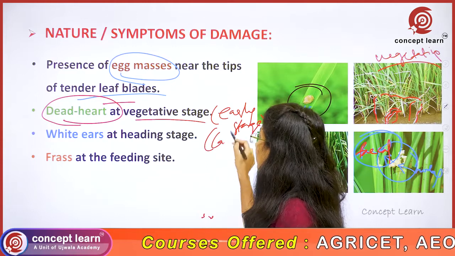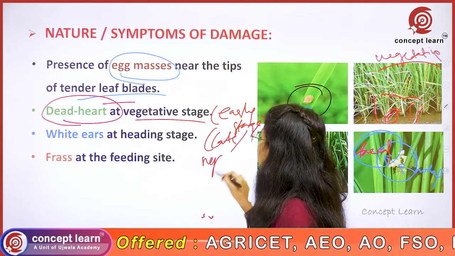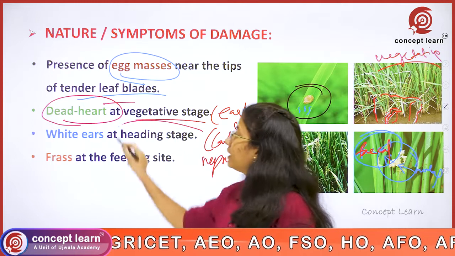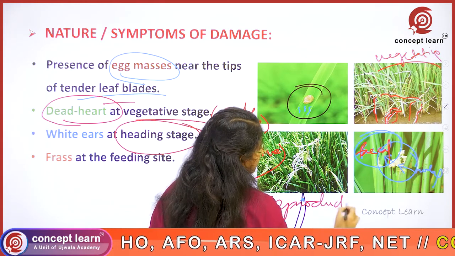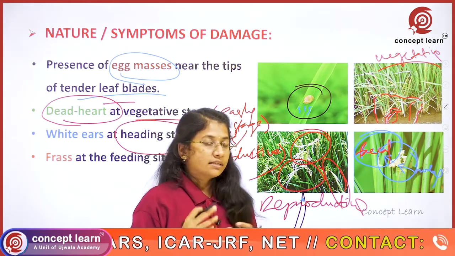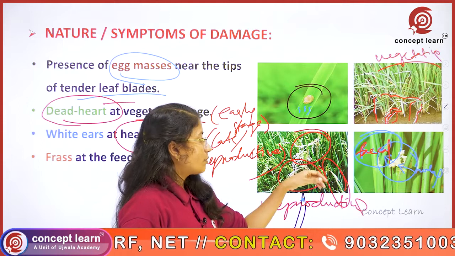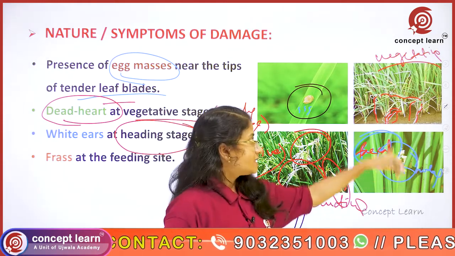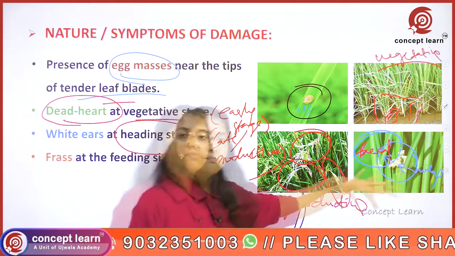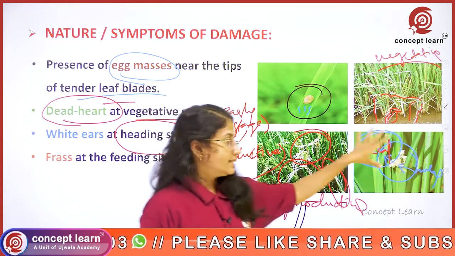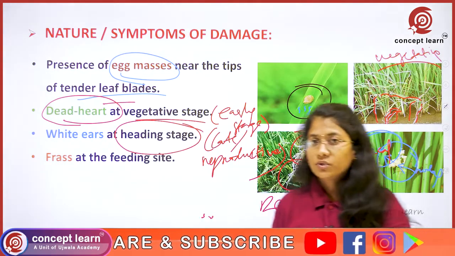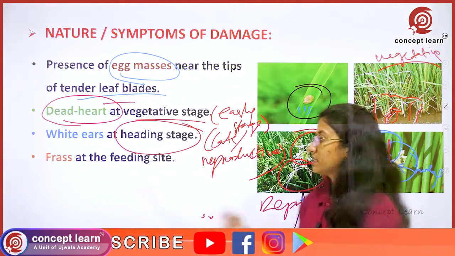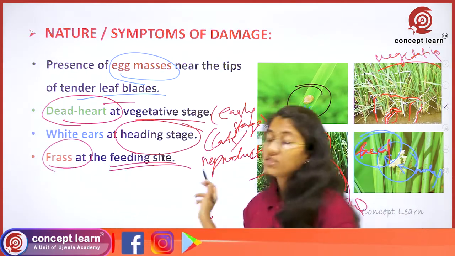During the late stage, or reproductive stage, that is at the heading stage, as you can see here, the entire contents of the stem have been eaten away. It leads to the formation of white ears, which appear as white hairs. At the earlier stages we can go for management practices in order to control the pest, but after the white ears appear, management practices usually do not give good results. You can also detect its presence by seeing the frass at its feeding stage.